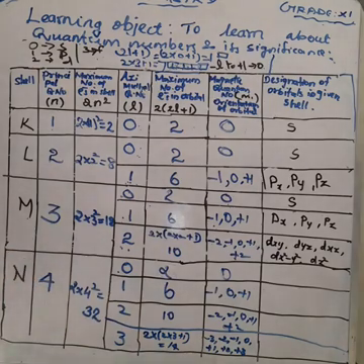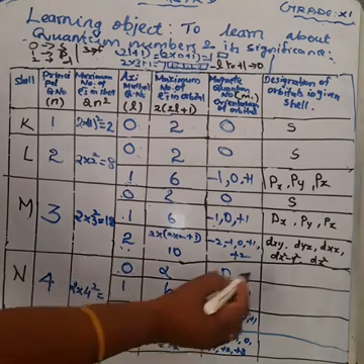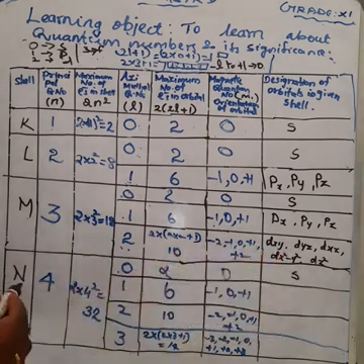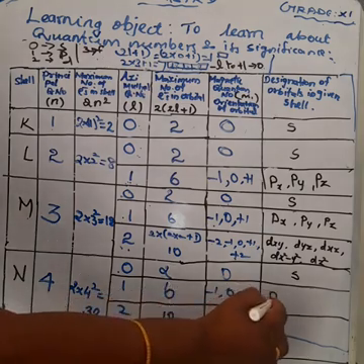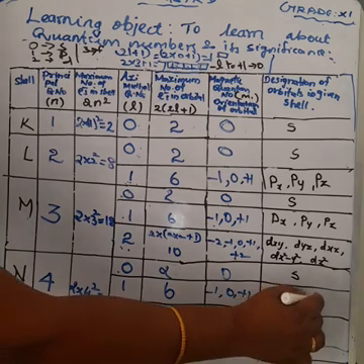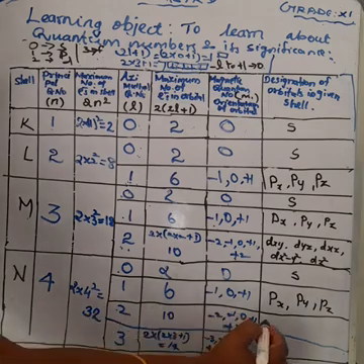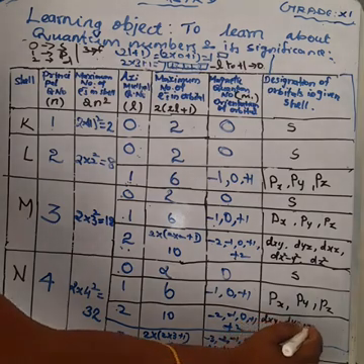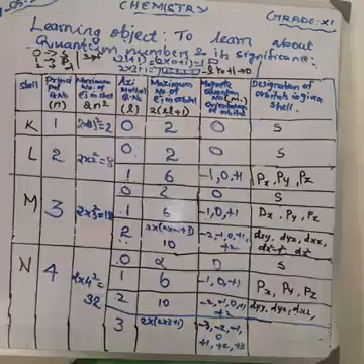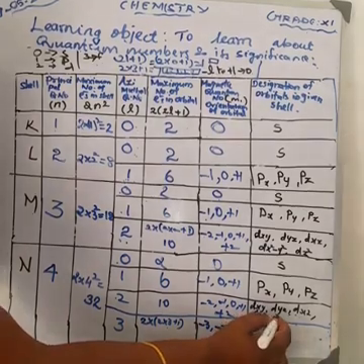Understood? And the same again: l value 0 means s orbital, only one orientation. 1 means p orbital, 3 orientations: px, py, pz. L equal to 2 means d orbital. D means how many orientations? 5 orientations. What are the 5 orientations? dxy, dyz, dxz, dx square minus y square, and d z square.